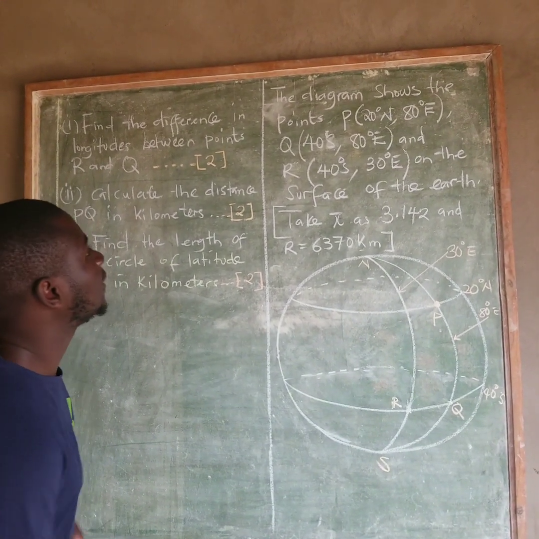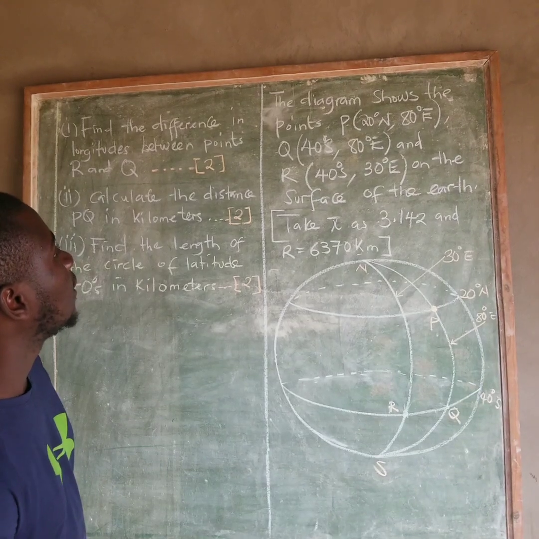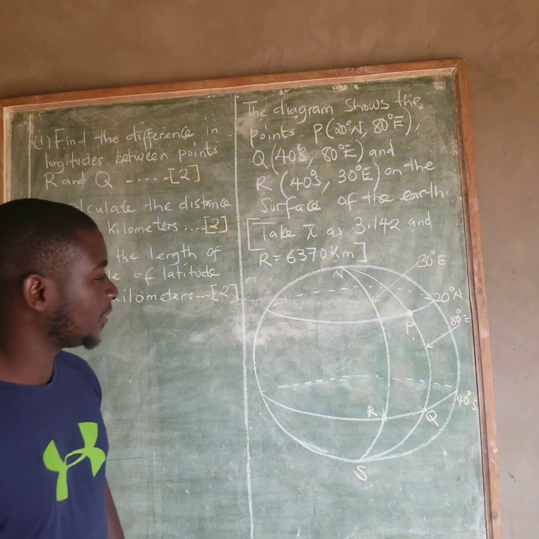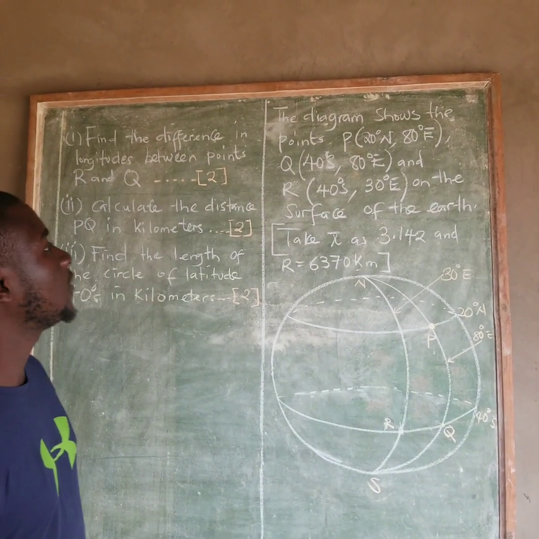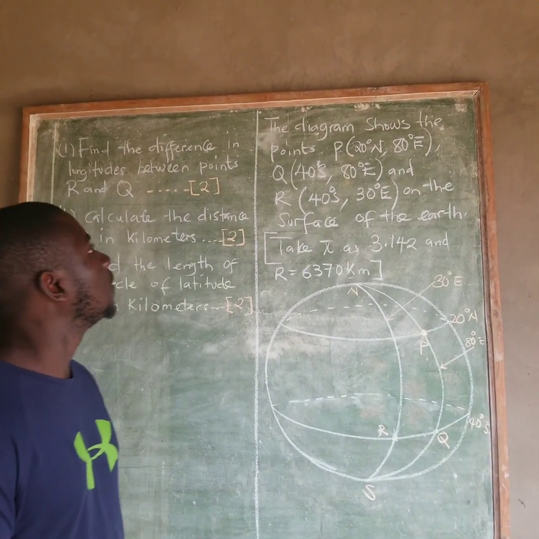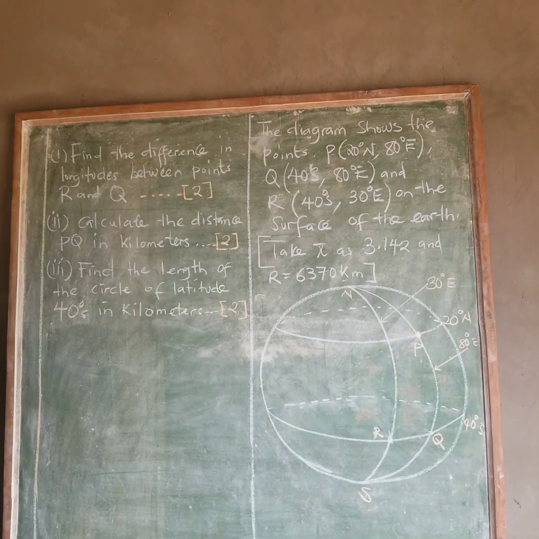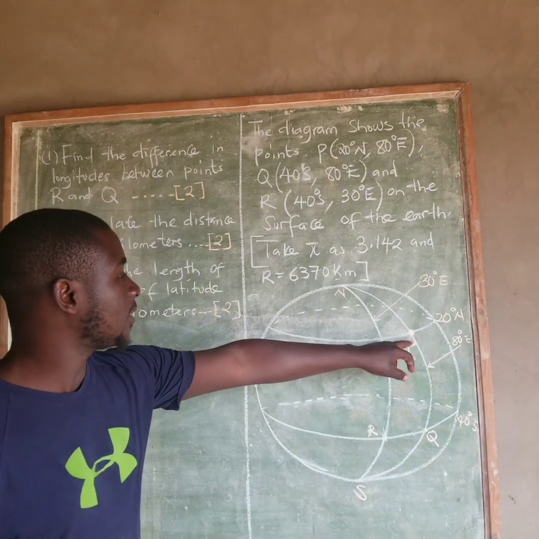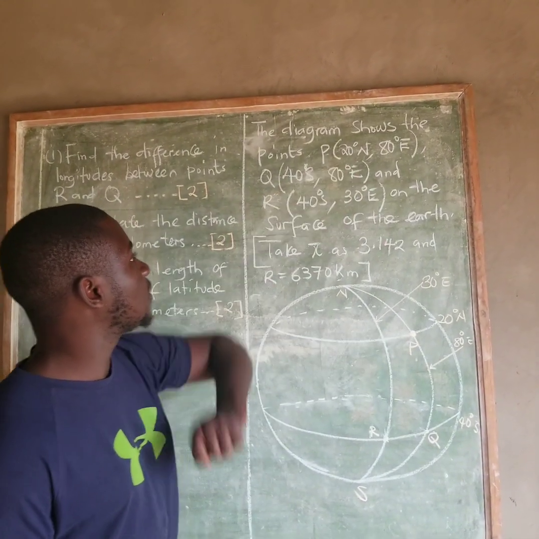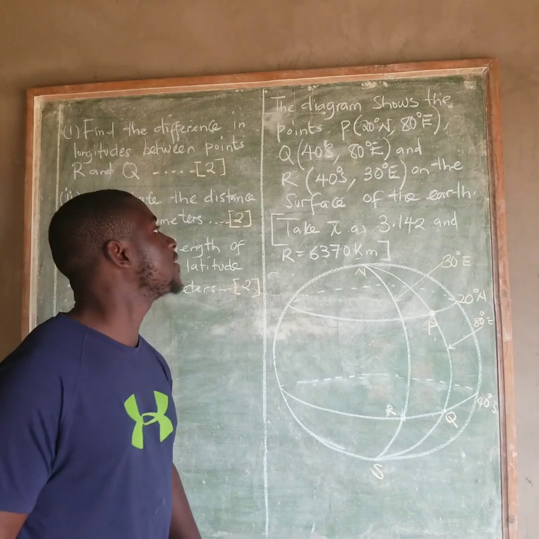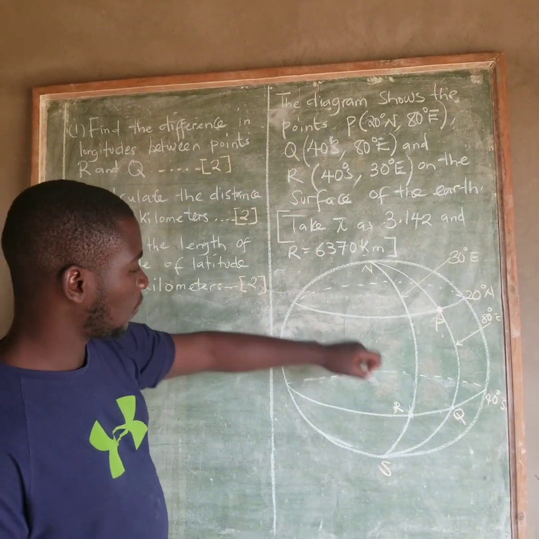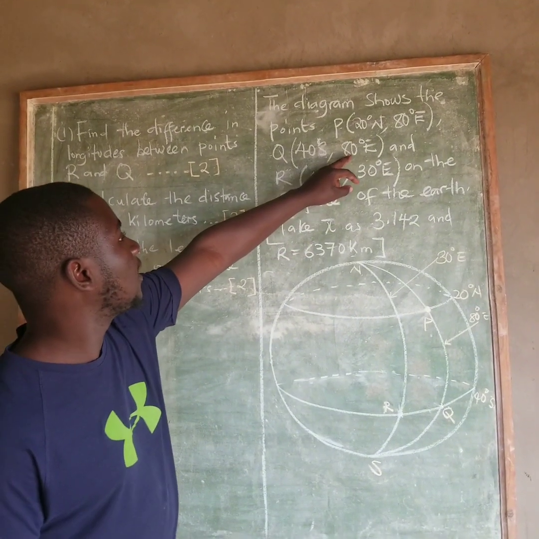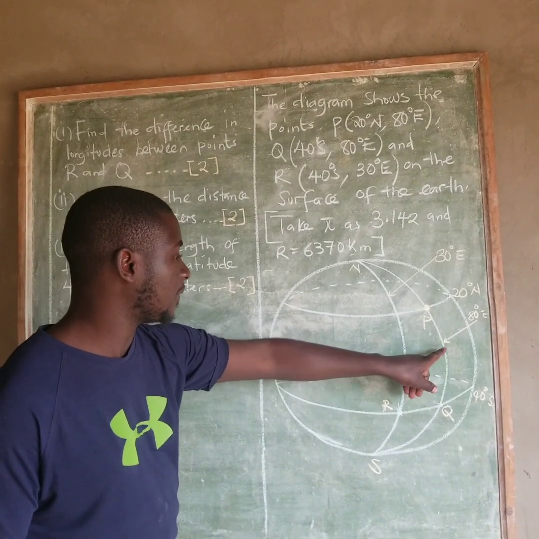Hi everyone. Right on the board I have a question from Earth Geometry. This one came in 2022, paper 2. The question says the diagram shows the points P, which is right here, given by the coordinates 20 degrees north and 80 degrees east, and the point Q, which is here, given by 40 degrees south and 80 degrees east.